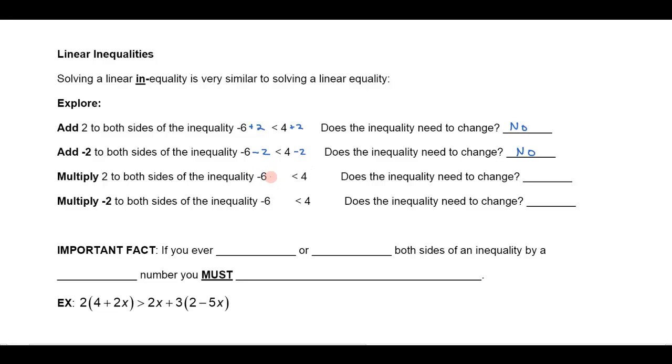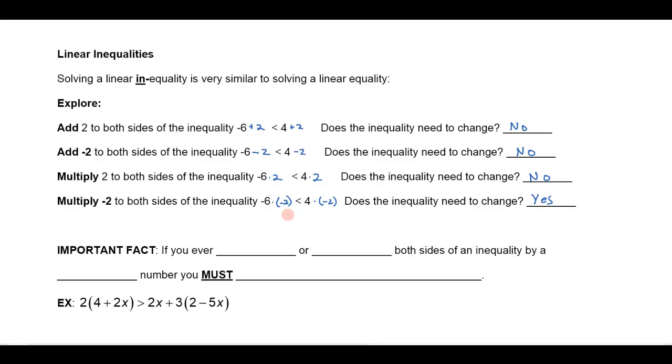If I multiply both sides by 2, I'd get negative 12 on this side and 8 on this side. And all I did was make this side more negative and this side more positive, and so the inequality is still true. And so the inequality doesn't need to change. But notice, if I were to multiply both sides by a negative 2, I would get 12 on this side, and I would get negative 8 on this side, and 12 is not going to be smaller than negative 8, is it? And so in that case, if I want to have a true statement, then I would need to reverse the inequality.